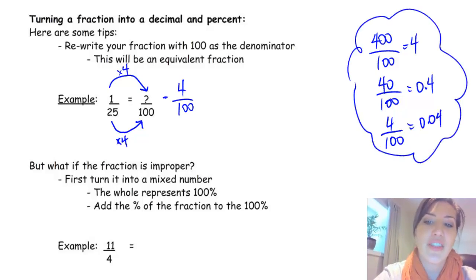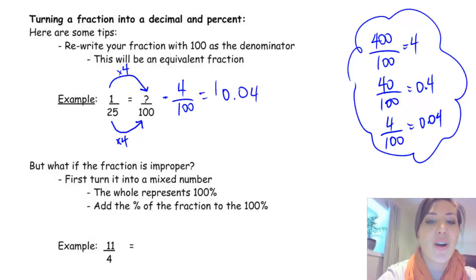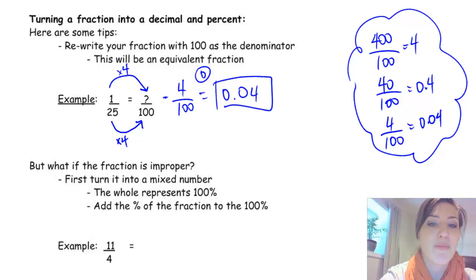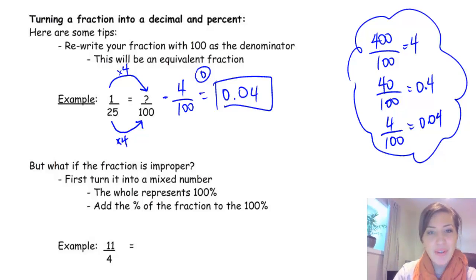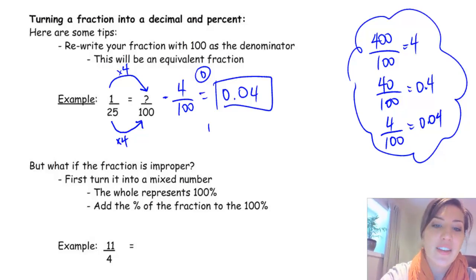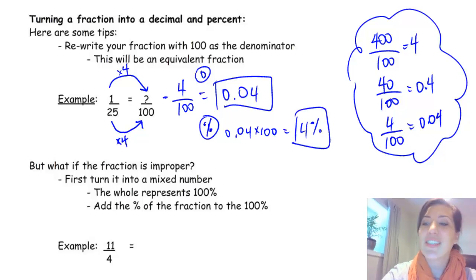So there's a little thought bubble there. So this should give us 0.04 as our decimal. Now if we were to turn this into a percent, we just go 0.04 times 100, and that gives us 4%. Great, let's try another one.